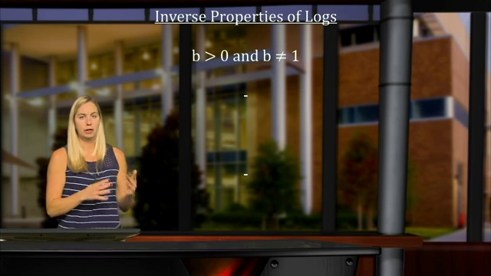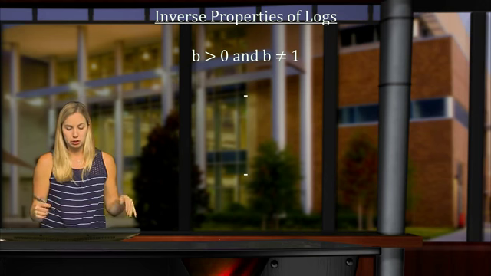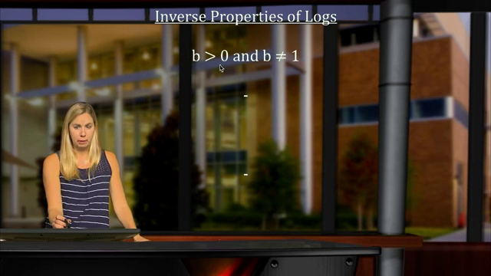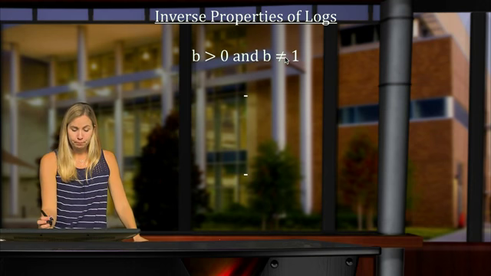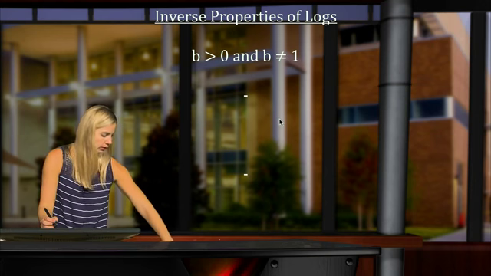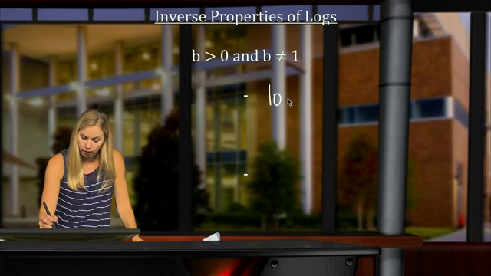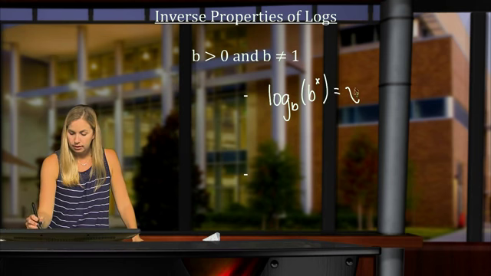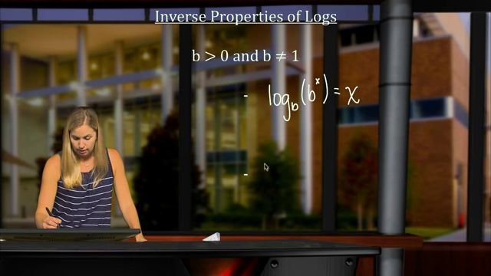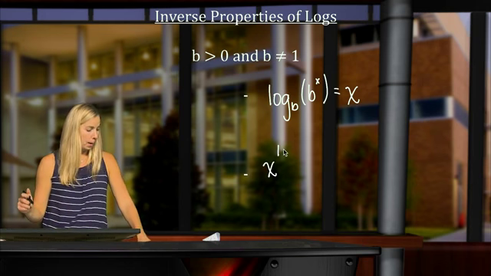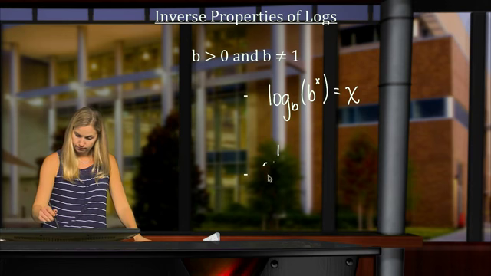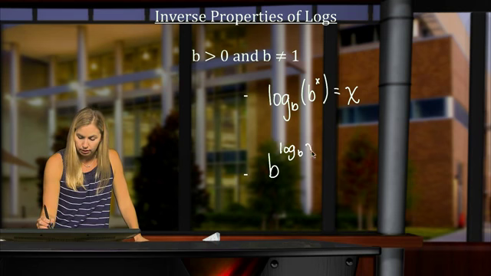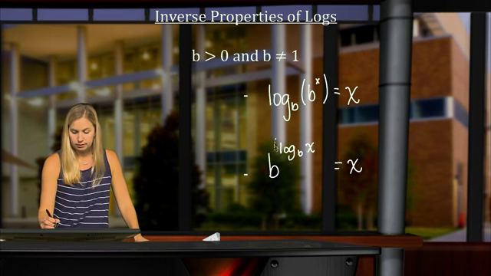So now that we know how to evaluate logarithms, let's look at some properties of logarithms. Again, reviewing those, the restrictions on our base: b must be greater than 0, it must be positive, and b cannot equal 1. The inverse properties of our logarithms: log base b of b to the x is equal to x, and b raised to the power of log base b of x is equal to x.